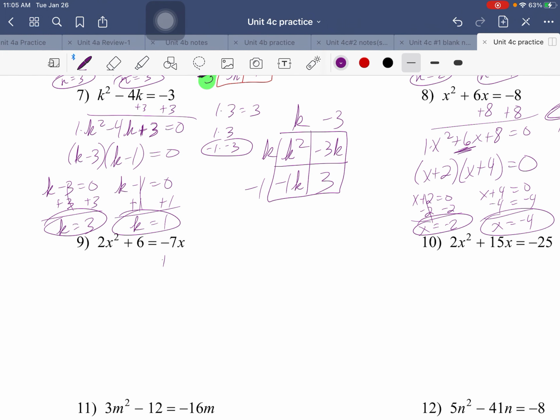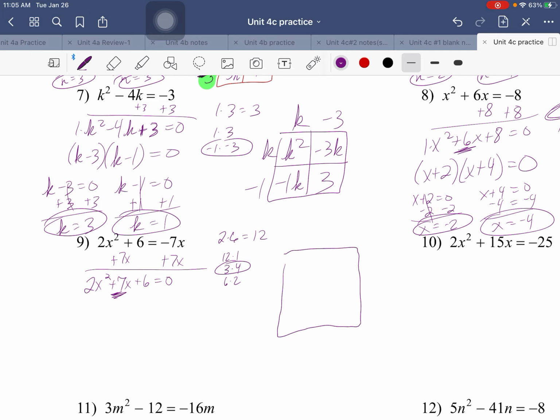All right, moving on. Now we have A greater than 1, which doesn't change anything if you keep the same process. So A times C. What two numbers multiply to 12 that add up to 1? And you can stop there. If you're looking at the B term as a positive, we could stop at 3 and 4. You can do the negatives if you want, but there's no need.